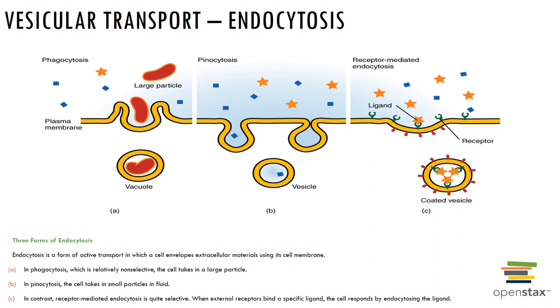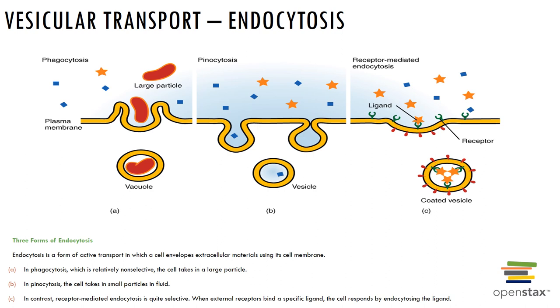Now, vesicular transport, there are different types. Exocytosis, we're transporting something out of a cell. Exocytosis is a good way to remember that. Endocytosis, we're transporting something into the cell. Or we can transport something into, across, and then out of the cell, which is transcytosis.